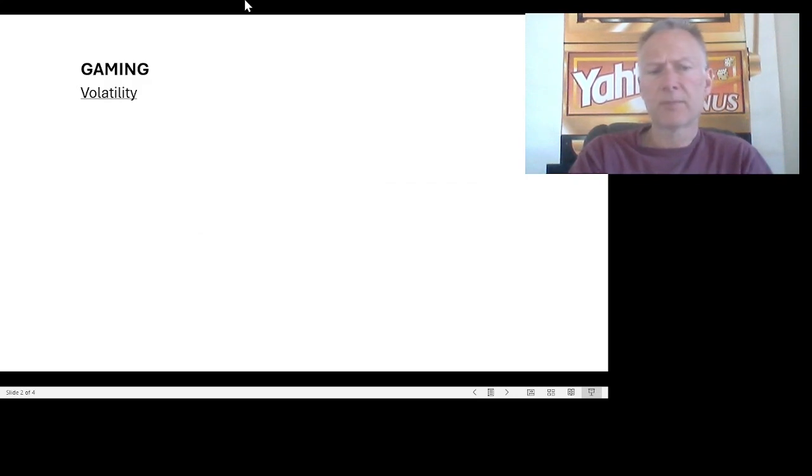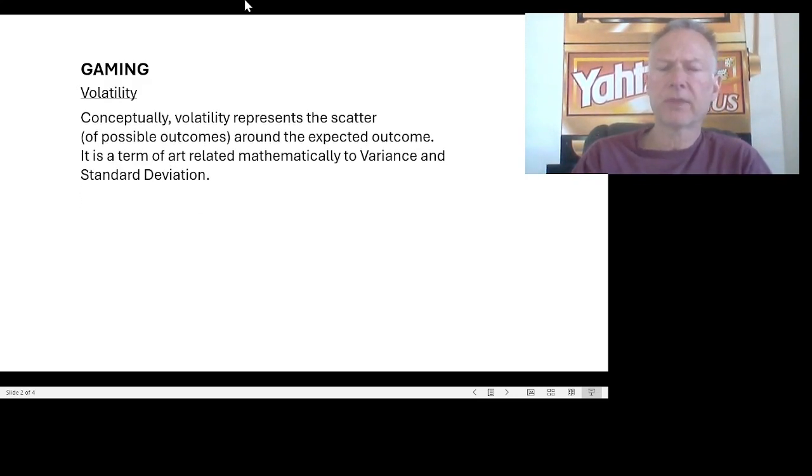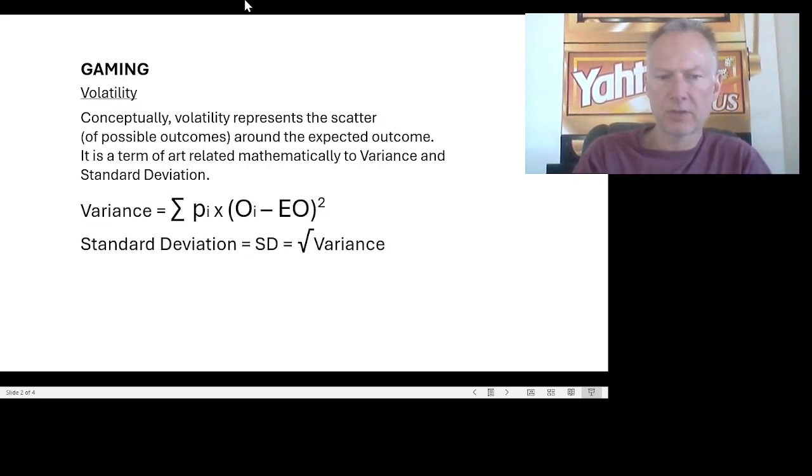Volatility is another concept in gaming. Conceptually, the way to think about volatility is it represents the scatter of possible outcomes around what you expect theoretically. It's a term of art. In gaming, we speak in terms of volatility, but it's related mathematically to things known as the variance and the standard deviation. Let me present what those formulas are as well.